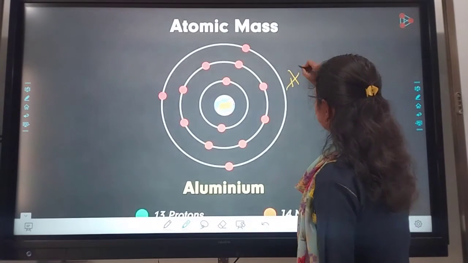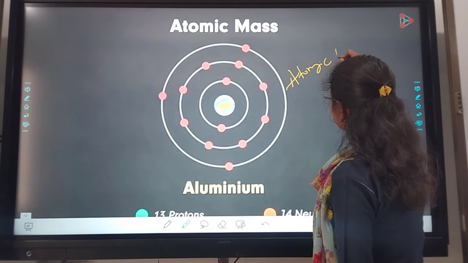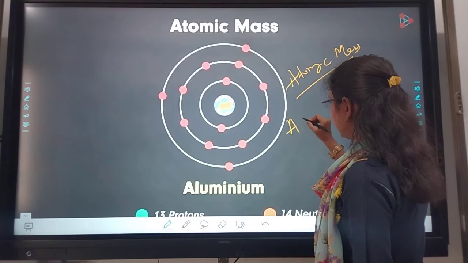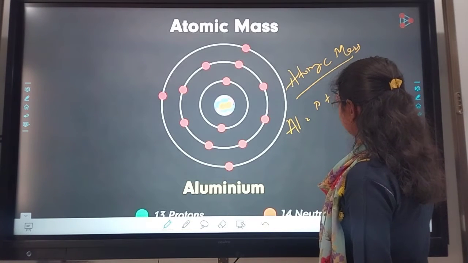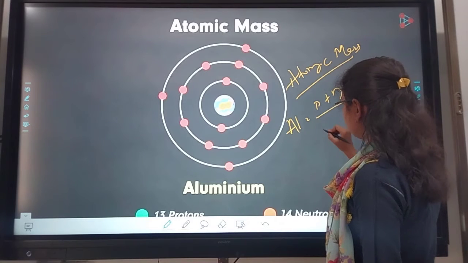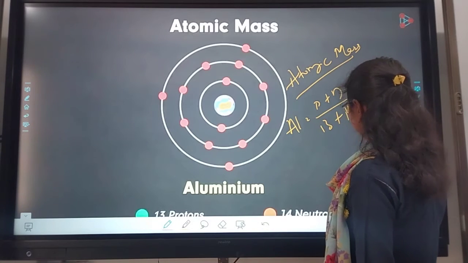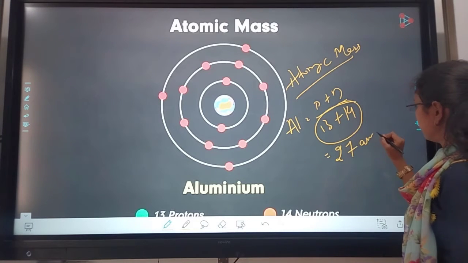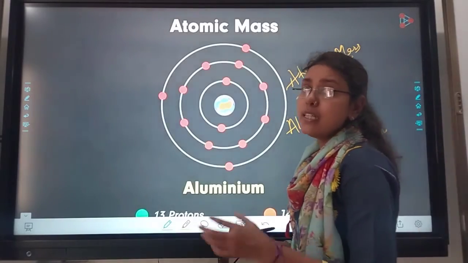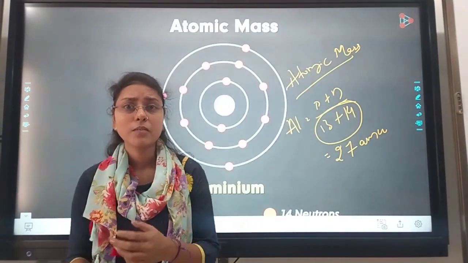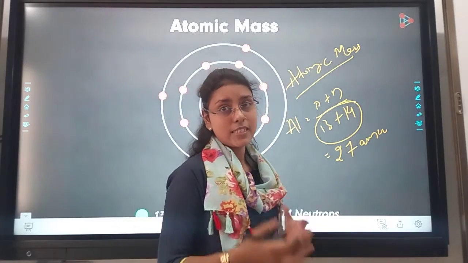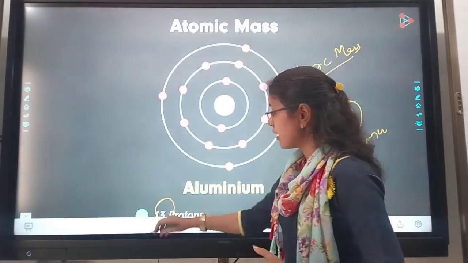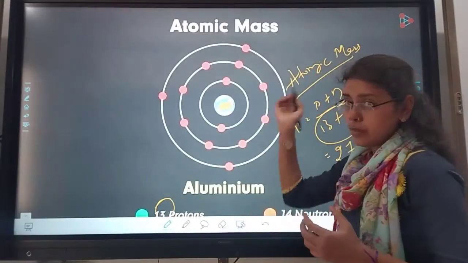What will be the atomic mass over here? Now we can calculate the atomic mass of aluminum, which equals number of proton plus number of neutron. The number of proton is 13 and the number of neutron is 14. So this will be equal to 27 AMU, atomic mass unit, right? So the atomic mass of aluminum is 27 AMU. It's nothing but the combination of number of neutron plus number of proton. But here these 13 protons equal the number of electrons.